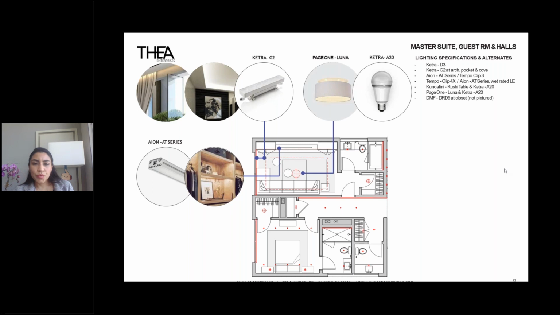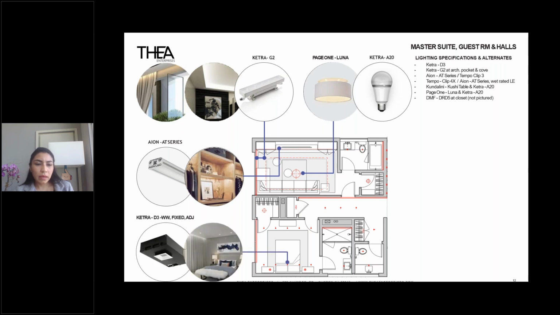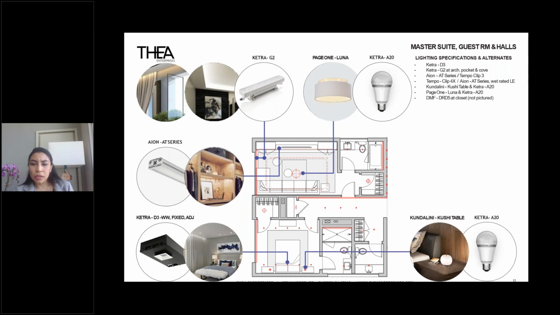We have the Page 1 Luna at the center of the space as a decorative piece with a Ketra A lamp. And then again, the Ketra D3 family of fixtures, Kushi table lamp from Kundalini with a Ketra A20. So again, here you can tune the color temperature or intensity to your individual needs. And finally, the Tempo Clip 4X, in this case, a wet rated version.